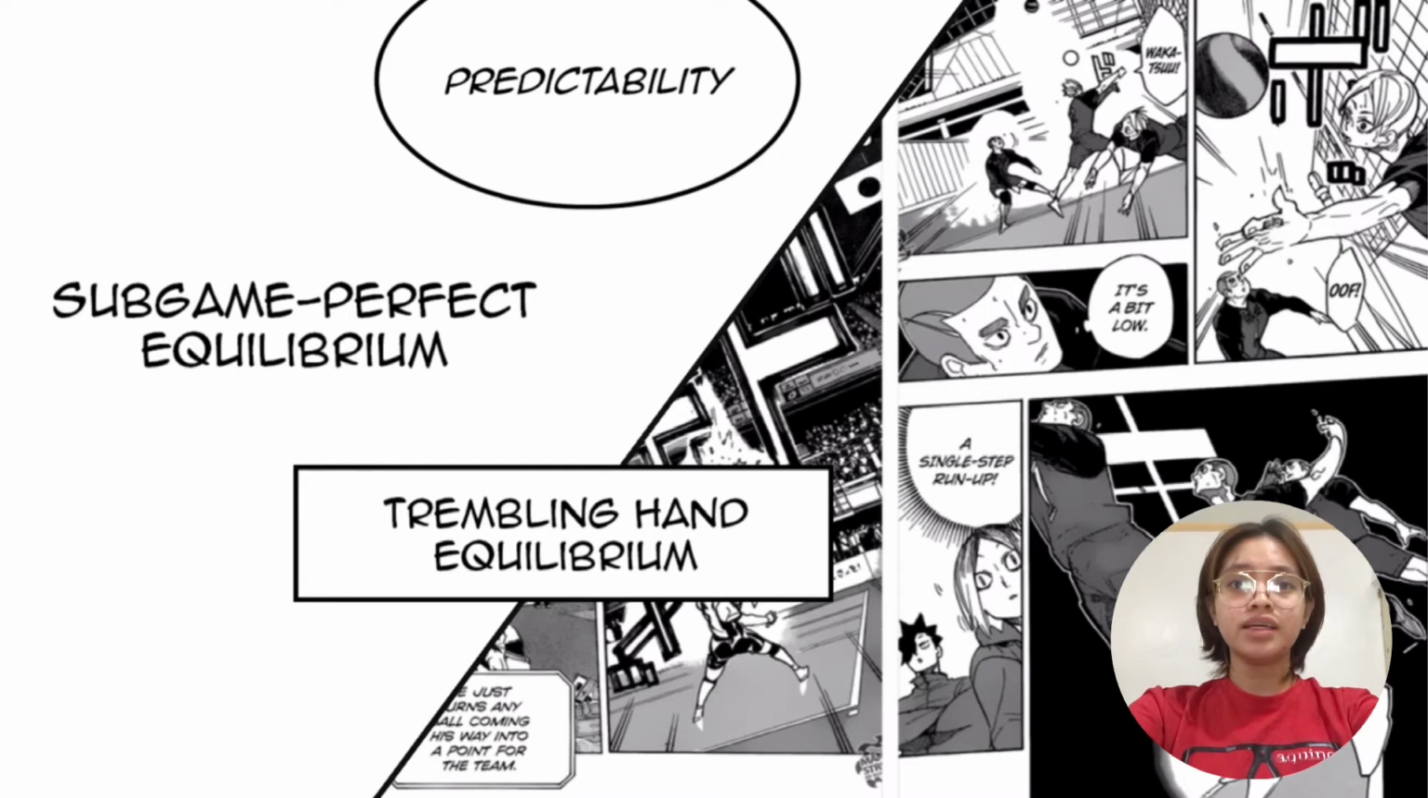The predictability of a play in volleyball is a sequential game of imperfect information, because for every decision of the player, not only must he or she consider the play of the opponent, but also his or her co-players on the court.